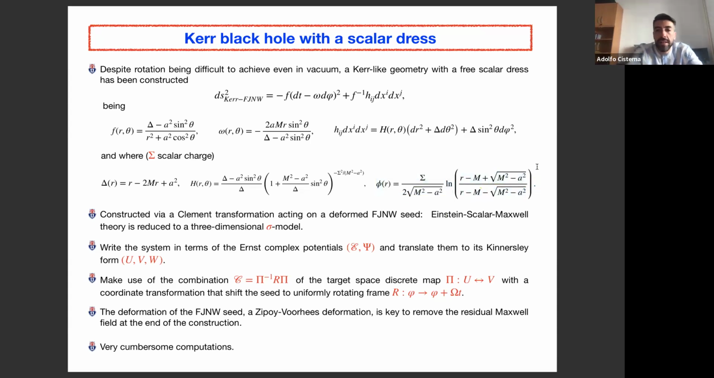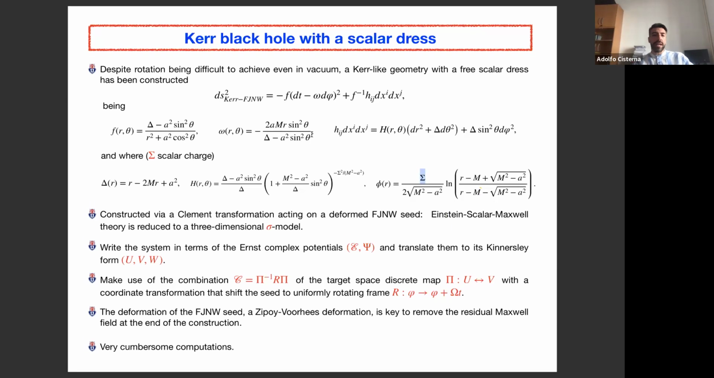So this was the only known solution of Einstein with a minimally coupled scalar field that was rotating. If you kill the parameter sigma that is related to the scalar hair, the scalar field disappears, and this solution entirely reduces to Kerr. So it's basically really Kerr modified by the presence of a scalar.